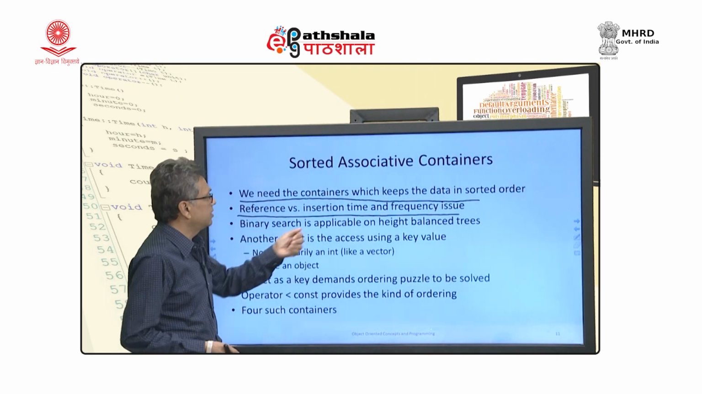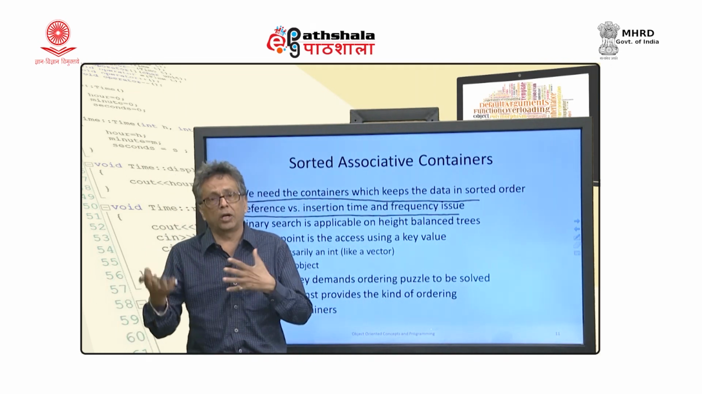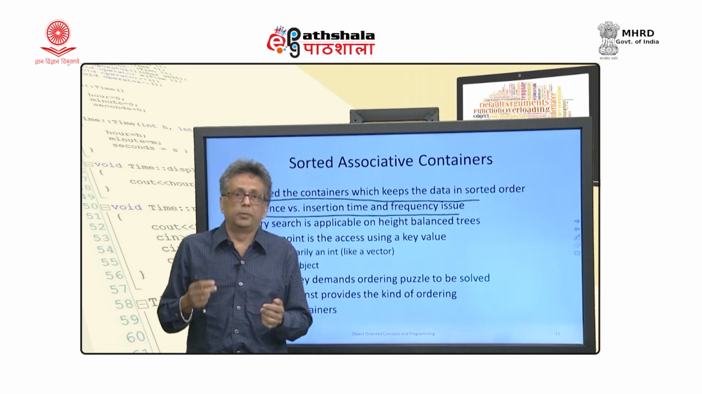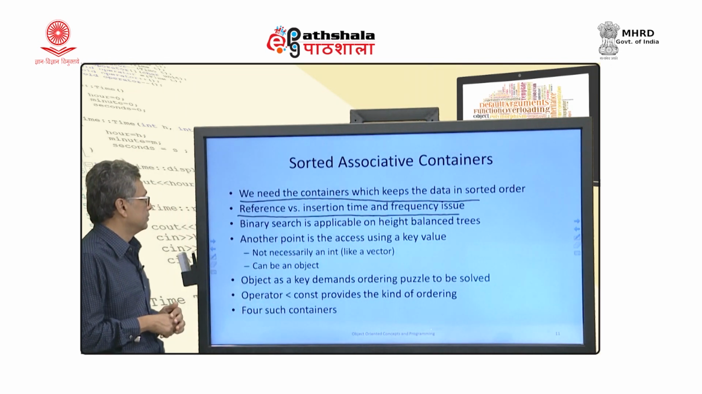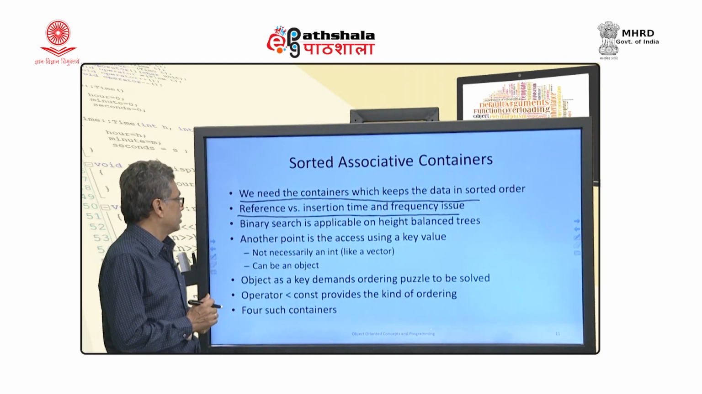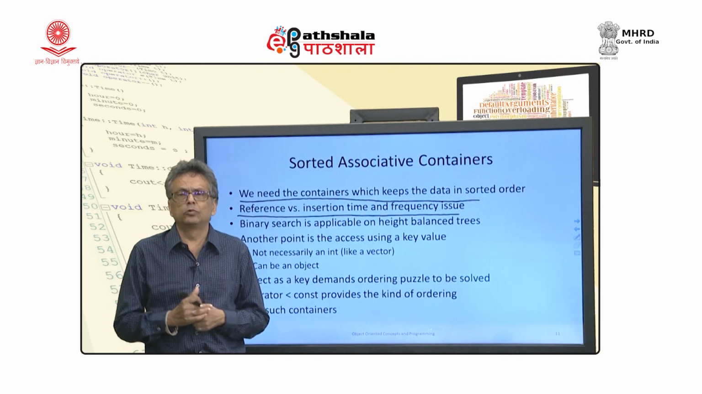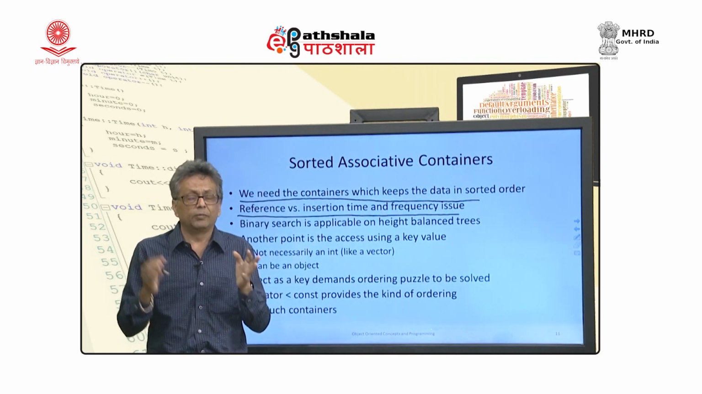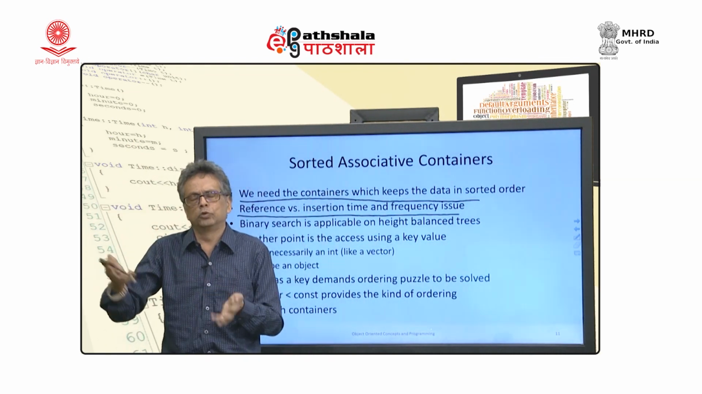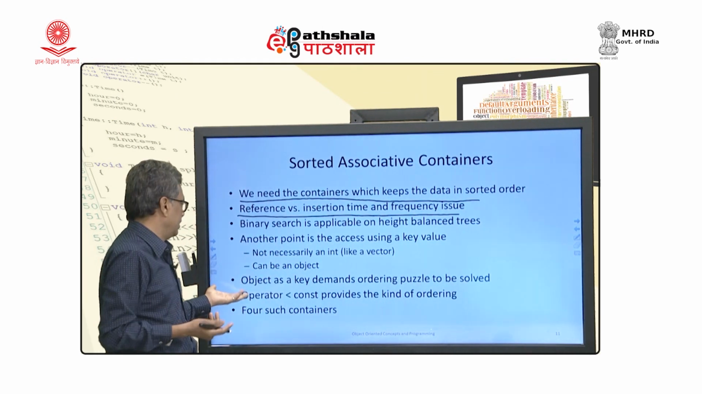Okay. So, binary search is applicable on height balanced trees. As I said, these sorted associative containers deploy height balanced trees, and that is the reason why you get the reference pretty fast. Log n to the base 2 is the time that you need. Another point is the access using a key value. For example, if you insert an element of type int, you do not need to specify the order, it is automatically defined. When you use a built-in type, the order is already available, but when you provide a user defined type, you will have to do it yourself. Okay, that is the idea, and that, I believe, is a very good design.